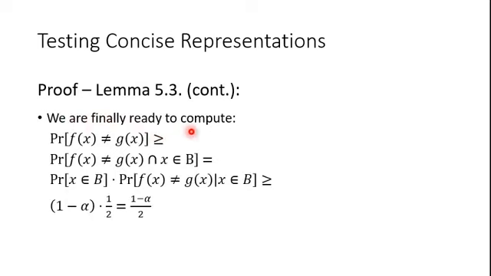So now we are finally ready to combine all of this together and compute this original term that we wanted, which is the probability that f(x) is not equal to g(x), which we broke down into the probability of x being in B and the probability of f(x) not equal g(x) given x in B, and combining this with what we just saw. So we saw that the probability of x in B is 1 minus alpha, and the probability of this statement is half. So in total, we get (1 minus alpha) divided by 2. So this proves what we wanted from Lemma 5.3.